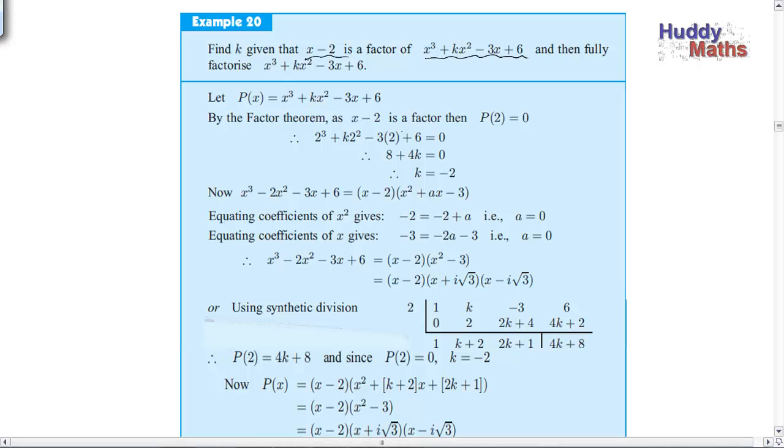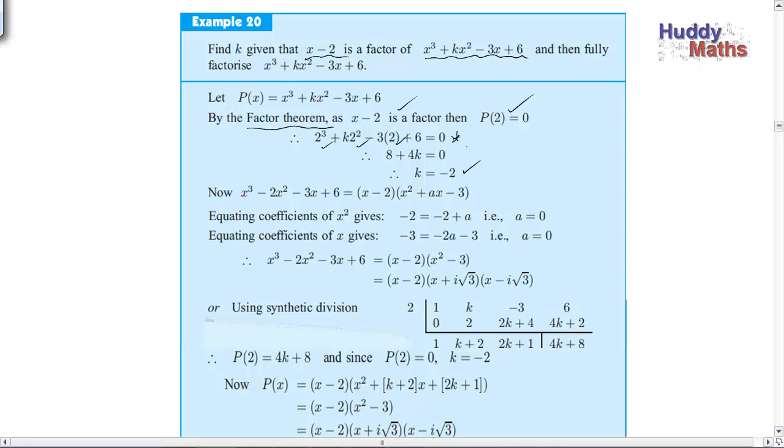Okay. x take 2 is a factor. So we can say by the remainder theorem or the factor theorem, p of 2 is 0. If that's a factor, then it's also x equals 2 is a 0. So we can call it the factor theorem here. So subbing the x value of 2 into the polynomial, we get k equals -2. Okay, so we know it's a 0, and solving for k equals -2.